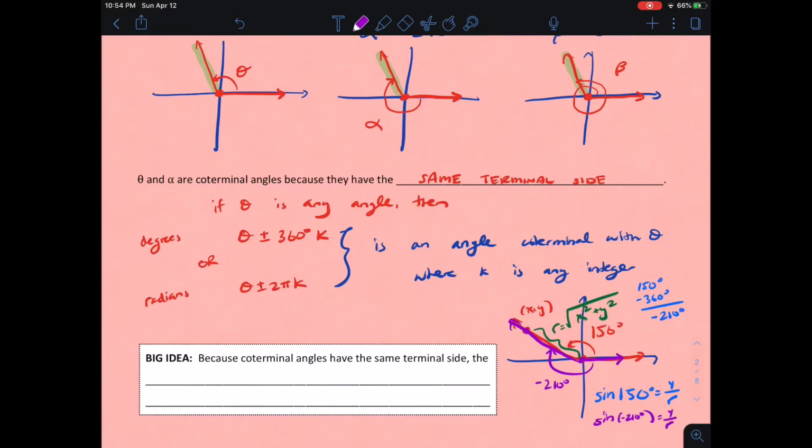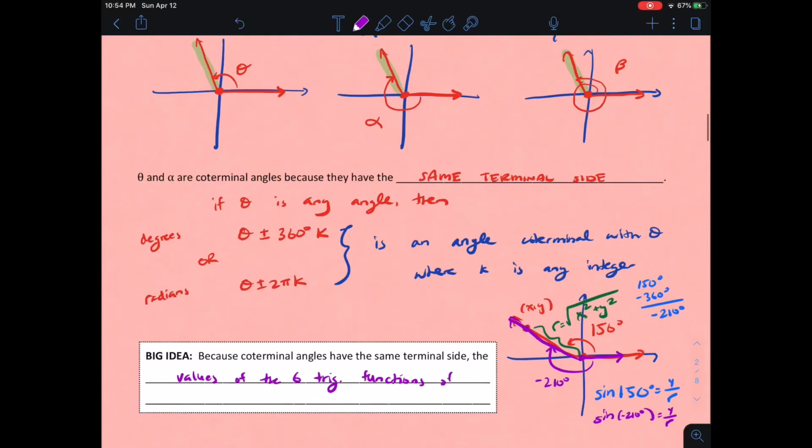And that's the big idea. Because coterminal angles have the same terminal side, we can say that the values of the 6 trig functions of coterminal angles are equal. And we're going to be using this idea quite a bit when we're trying to find the trig function of an angle that's really big or really small.